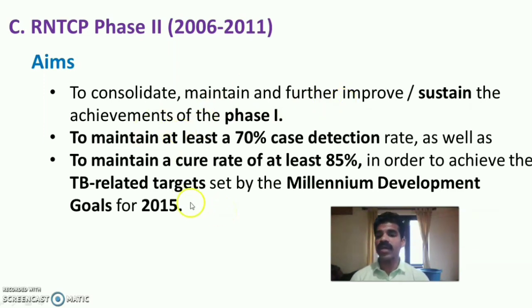Then the second objectives are the same, that is to maintain at least a 70% case detection rate among TB patients, as well as to maintain a cure rate of at least 85% among TB patients or newly detected sputum positive cases. In order to achieve the TB related targets, the targets were set by the Millennium Development Goals for 2015. So by 2015, according to the Millennium Development Goal, we have to maintain early detection of TB cases at 70%, and a cure rate among TB patients of at least 85%. So these were the aims of RNTCP phase 2.